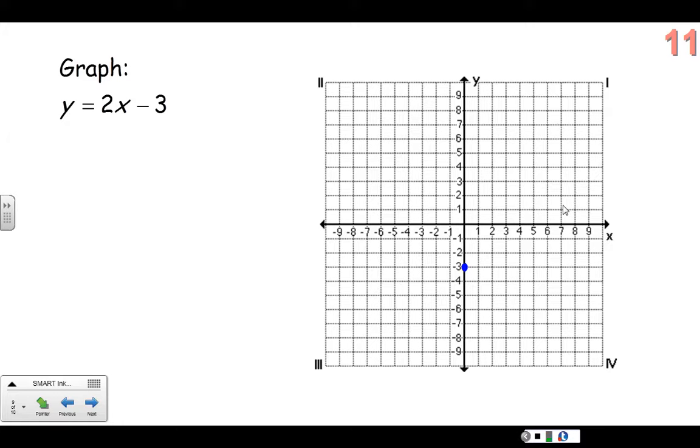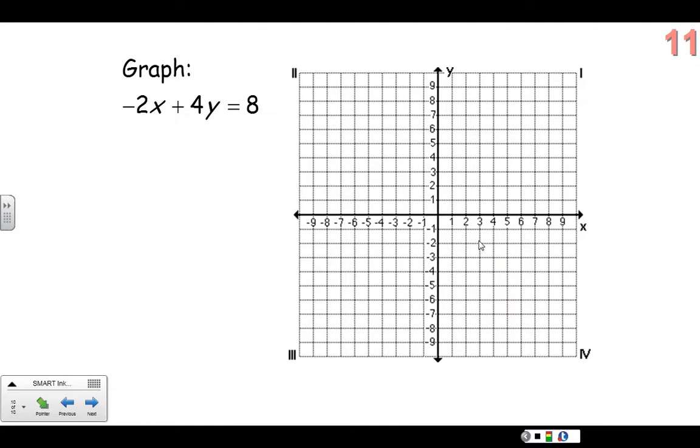Plot that first. The slope is 2, but we're going to interpret that as 2 over 1, like a fraction. So from the point you've got plotted, I'm going to go over 1 to the right and then up 2. Over 1, up 2, over 1, up 2. You can do that as many times as you would like. And then connect the dots and have your linear function.